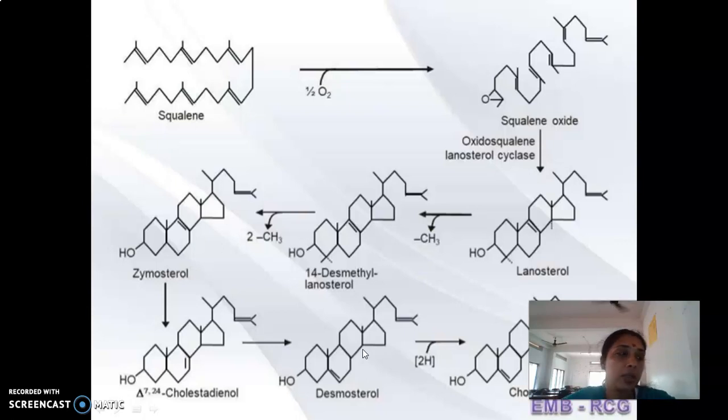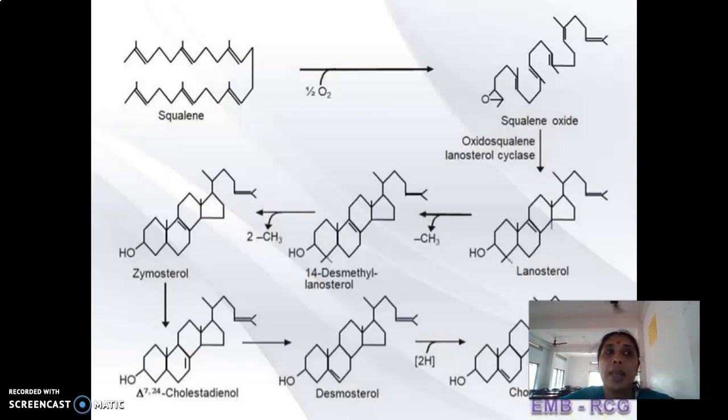Okay, so the conversion of lanosterol to cholesterol can happen through two pathways. There are two routes through which lanosterol can be converted to cholesterol. The first one: lanosterol is converted to 14-desmethyl lanosterol, from which zymosterol is formed. Zymosterol is converted to delta 7,24 cholestadienol, from where desmosterol is formed. Desmosterol is finally converted to cholesterol by the delta 24 reductase enzyme.